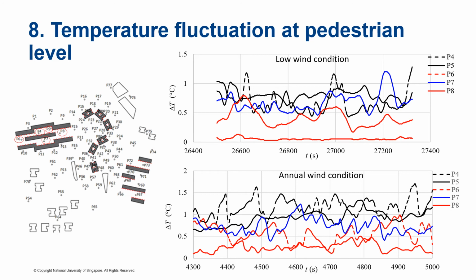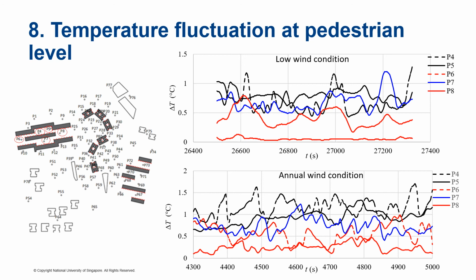Under the annual condition, the peak value of P4 is about 1.6 degrees, where the average value is around 1.2 degrees. The time span of the temperature fluctuation peaks is on the order of 10 to 100 seconds, which may also influence the pedestrian level thermal comfort. Generally, the fluctuation intensity is higher under the annual wind condition. The intense fluctuation in the annual wind scenario indicates that turbulent fluctuation is partially responsible for the street air warming.